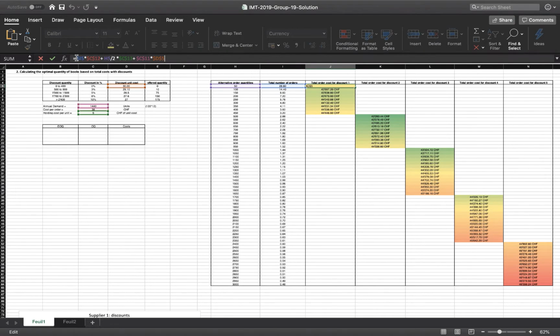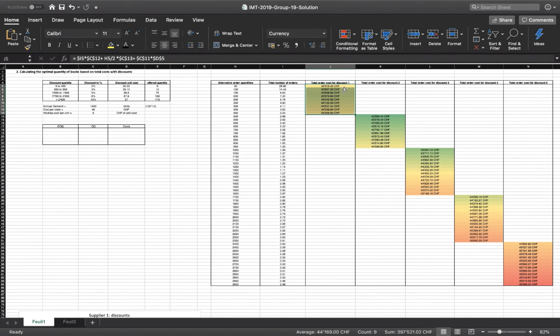To calculate the total cost, Mr. Schmidt used the following formula. Ordering cost here plus holding cost here plus unit cost here. The unit costs are changing with regards to discount and to the ordering quantity. From 0 to 499, it's discount 1. From 500 to 999, it's discount 2, and so on.